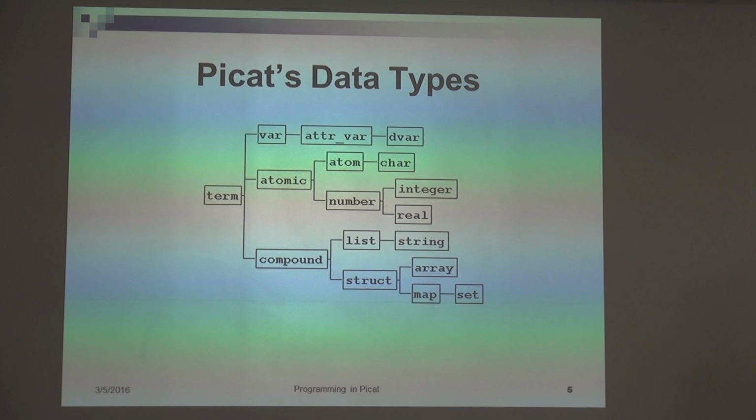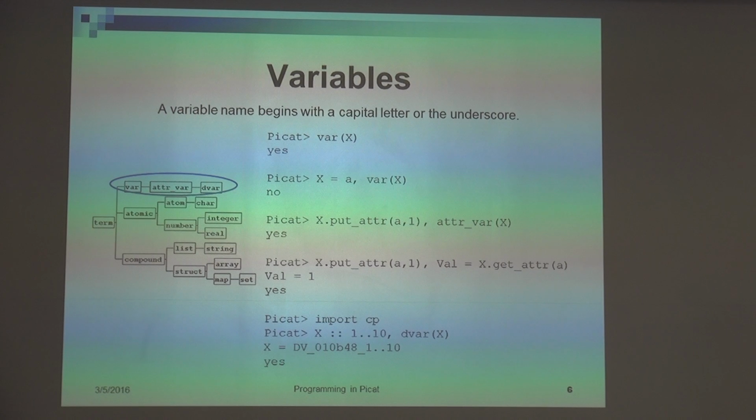Everything is a term. A term can be a variable, an atomic value, or a compound value. A variable can also be an attributed variable or a domain variable. An atomic value can be atoms, numbers, and so on. And a compound value can be a list or a structure. A string is a special kind of list, just like what you see in Haskell. And there are arrays and maps and sets. These are also compound data types.